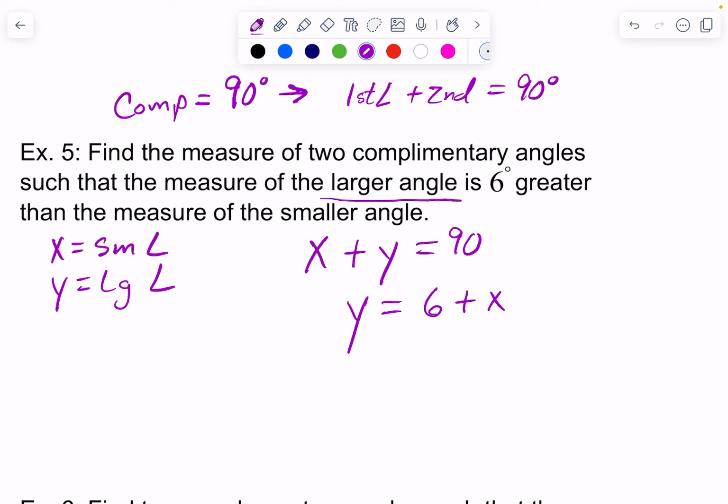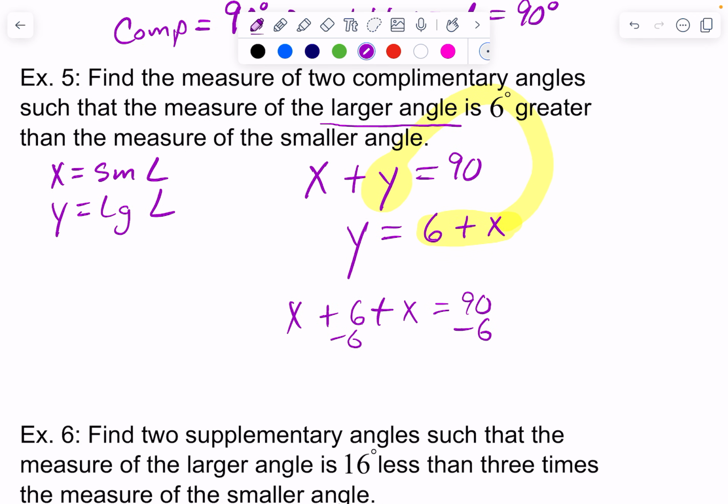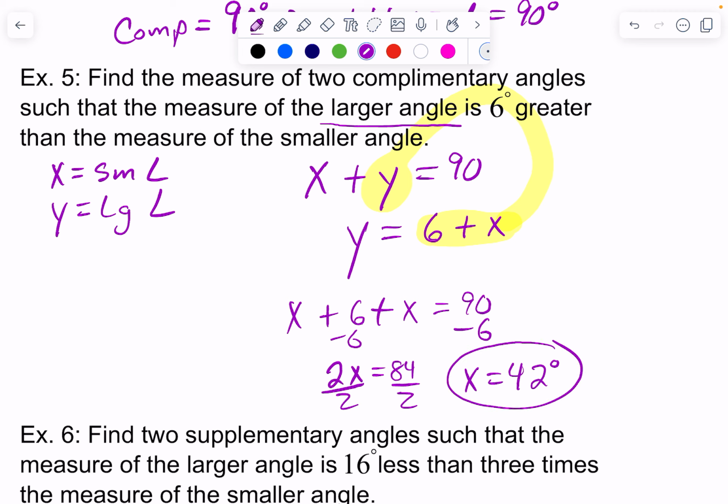This is a situation for substitution. So I'm going to substitute the value of Y here into the Y of the other equation, giving me X plus 6 plus X equals 90. I'm going to subtract the 6, combine like terms, giving me 2X equals 84, divided by 2, X equals 42 degrees. And that's my small angle.